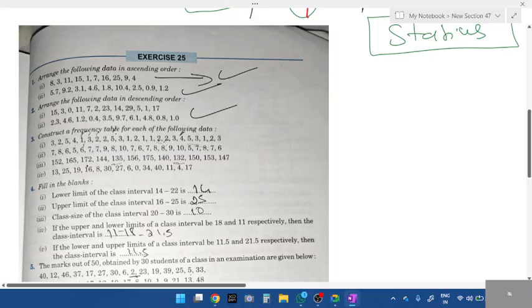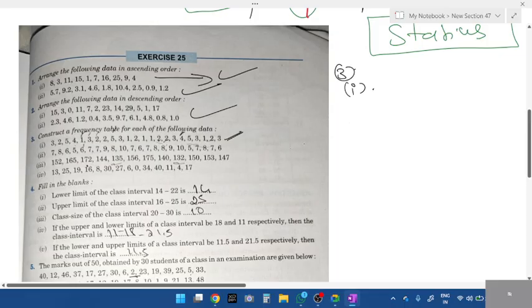Construct a frequency table. What kind of data is this? Raw data? First question. Raw data. I'll just solve one question. We need to construct a frequency distribution table. For the first question in the third.